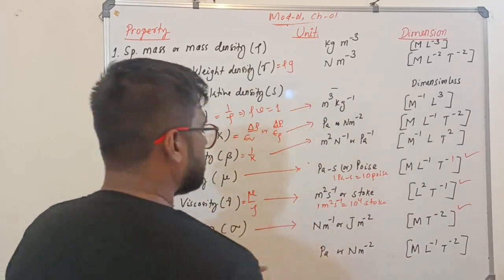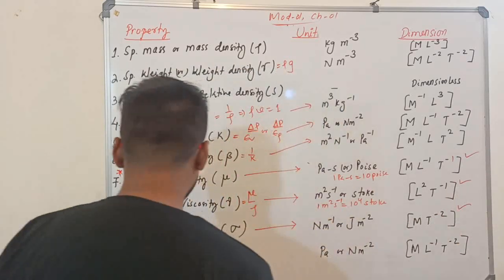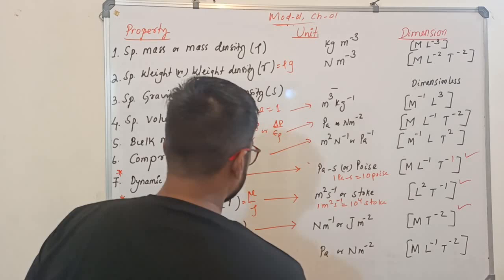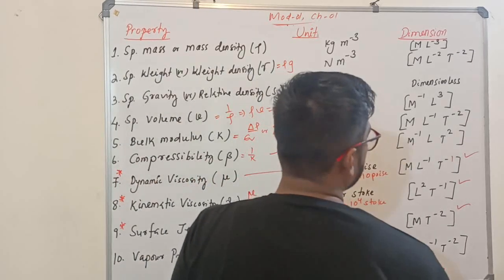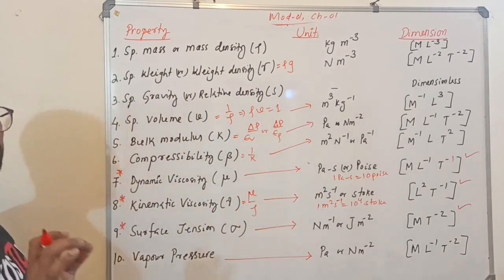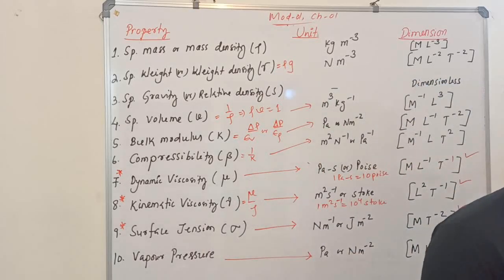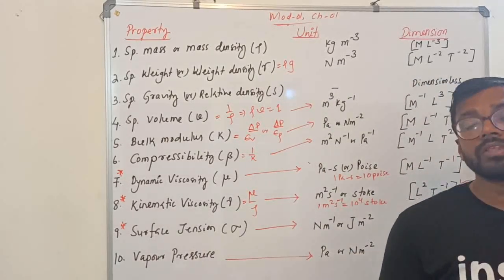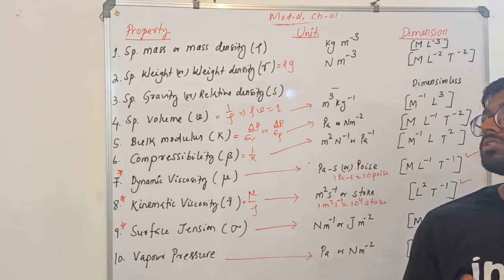Surface tension, it's newton per meter or joule per meter square. That is M T minus 2. Vapor pressure again is a pressure unit, pascal or newton per meter square, M L minus 1 T minus 2. So these are the units and dimensions. Remember, unit and dimension, you may get a question. I hope with this you understood everything, and please go through this chapter again.